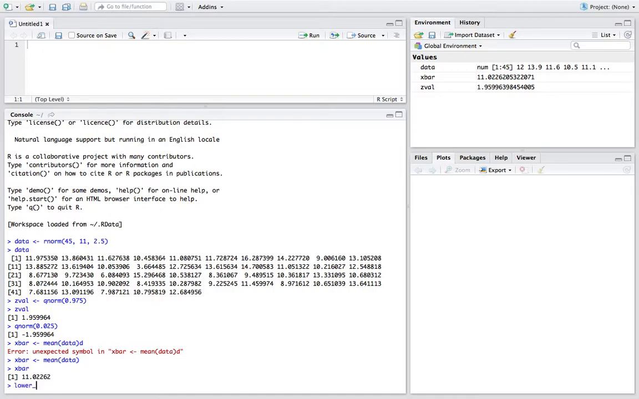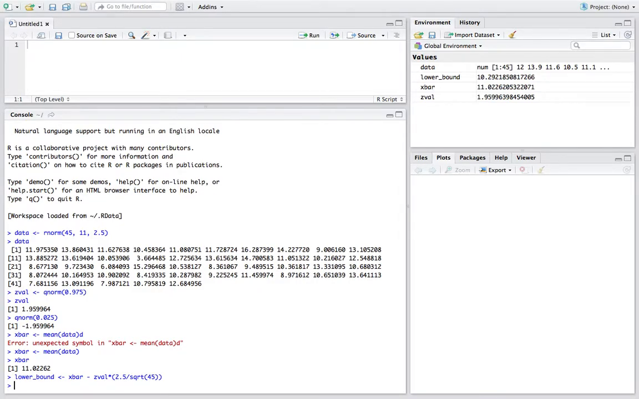So we're going to name our variables the lower bound of the confidence interval. So that's going to be x bar minus the z value multiplied by the standard deviation, which is 2.5 in this case, and divided by the square root, and that function is just sqrt in R, of 45, our sample size. Okay, and now we can do the same thing for the upper bound.